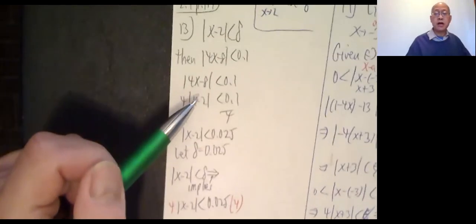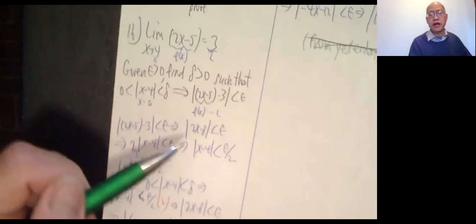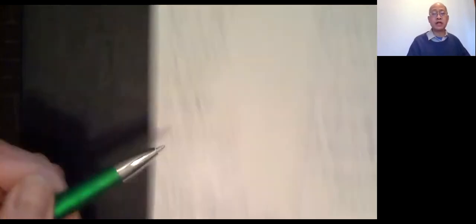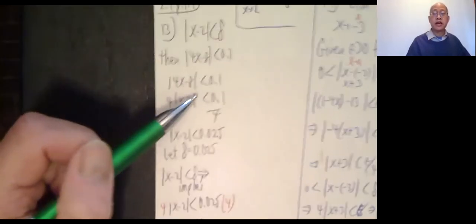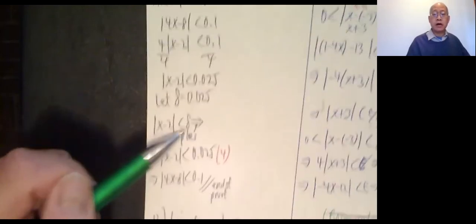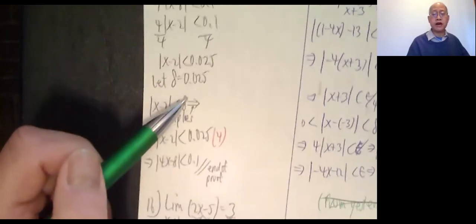So you gave me a particular epsilon. Most of the other proofs are not going to give you an actual epsilon. We won't plug in 0.1 or 0.01, we'll just leave it as epsilon. So they gave me 0.1. By this argument here, I found a delta to be 0.025.